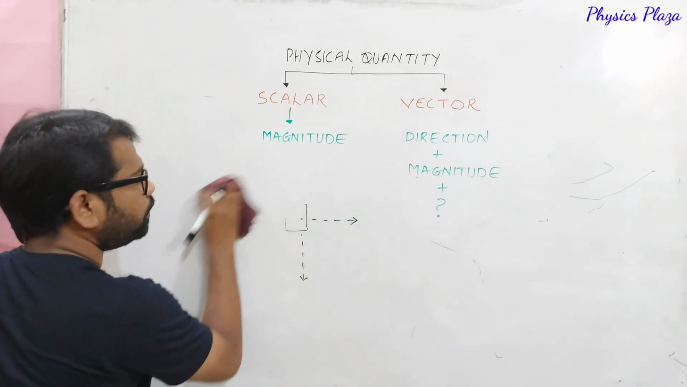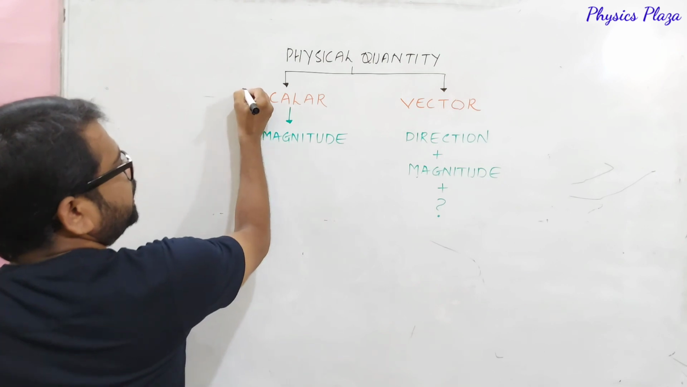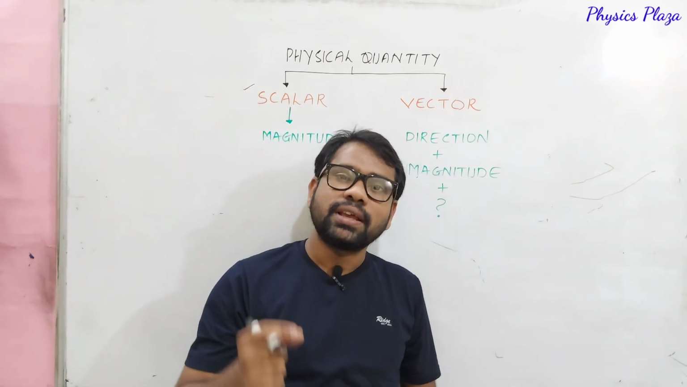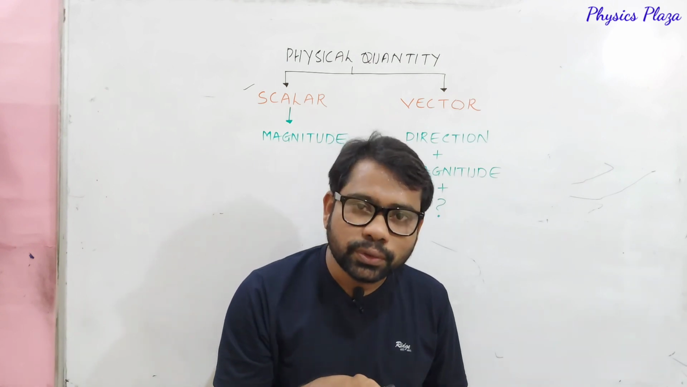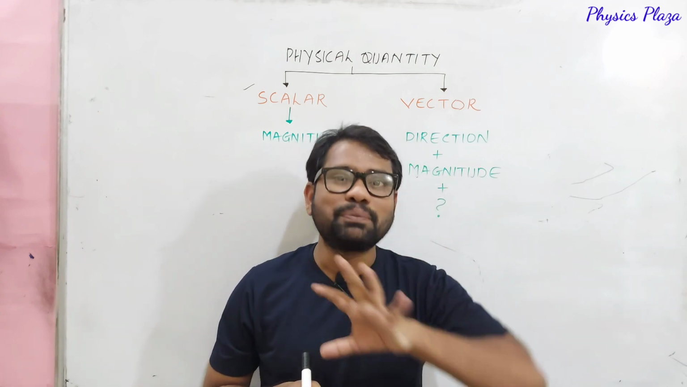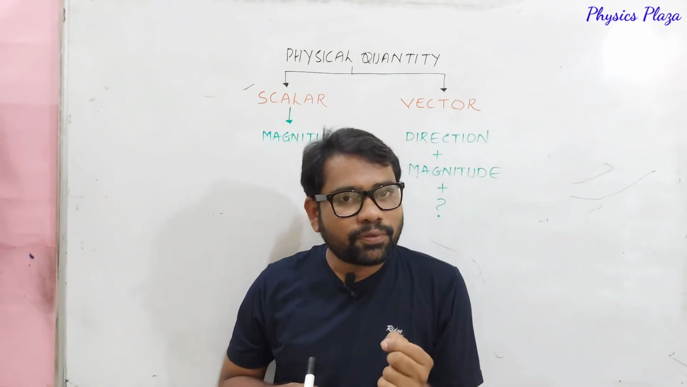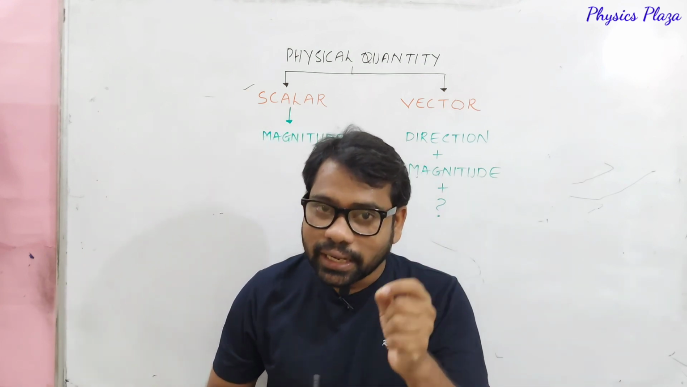So here, one group is called scalars. So what are scalars, dear children? The physical quantities which have only magnitude. Means their direction is not important. Direction is not required at all. Such type of quantities only we can call as scalar quantities.